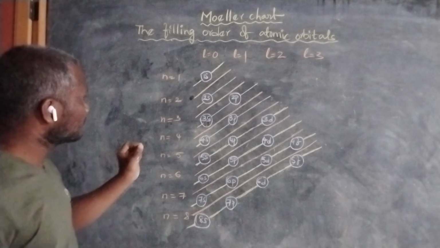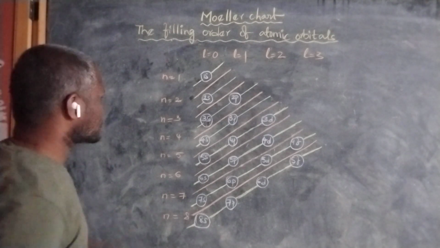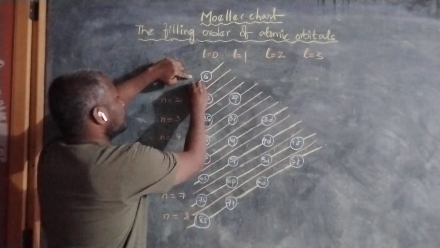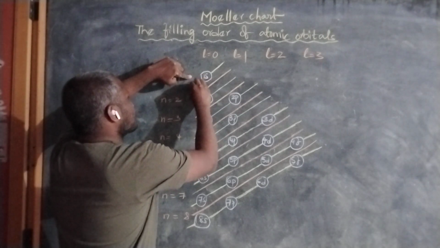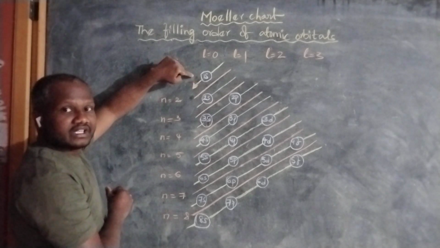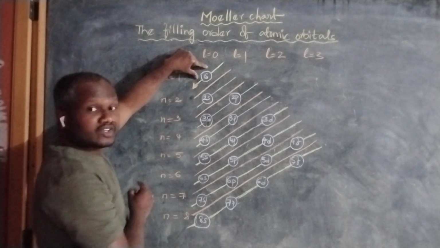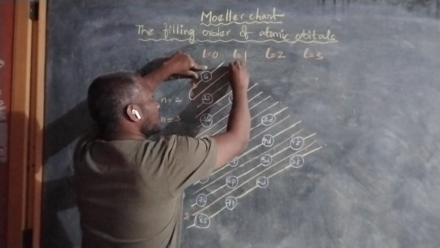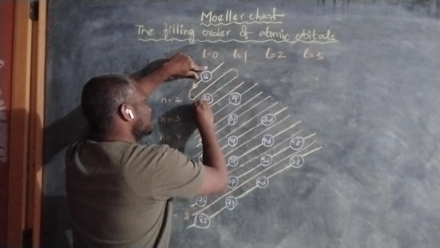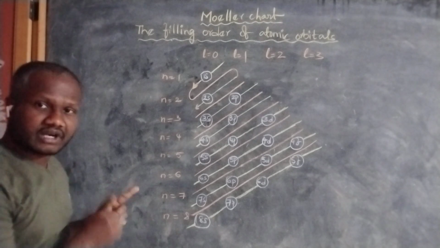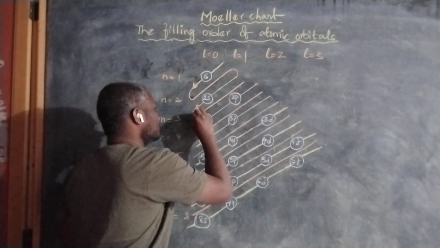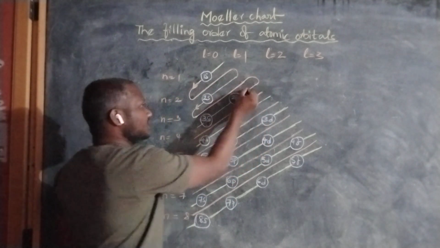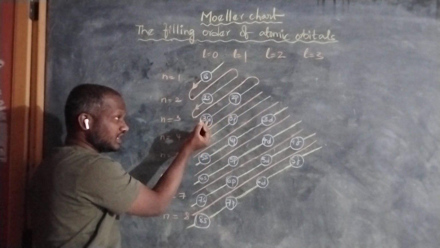Now, without confusion, we can represent the arrows. According to the Moeller chart, the filling order is as follows: first, electrons will enter the 1s orbital. Here we keep the arrow. After filling electrons in the 1s orbital, the electron will travel and filling takes place in the 2s orbital. After completing 2s, the electrons are filled in 2p. After completing 2p, the electron will enter 3s.